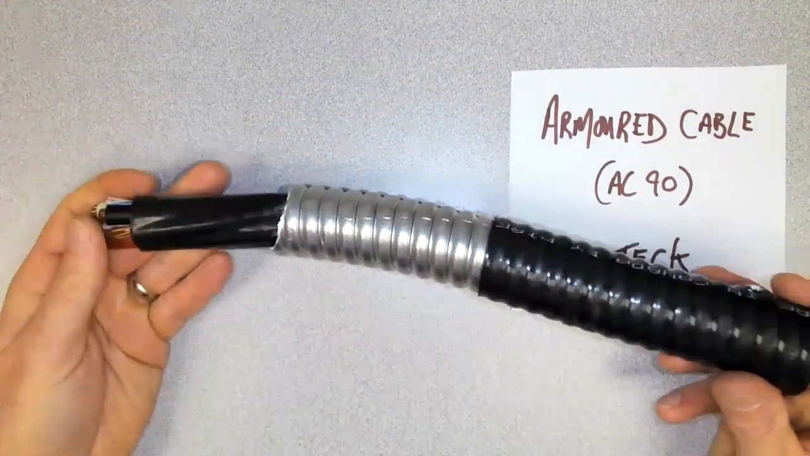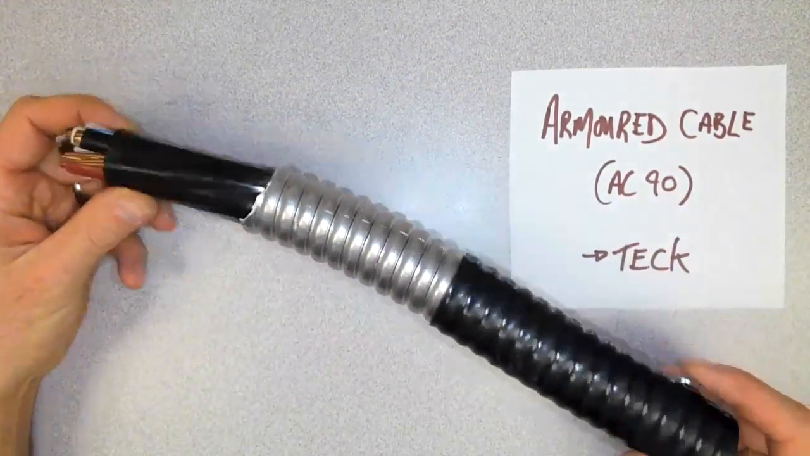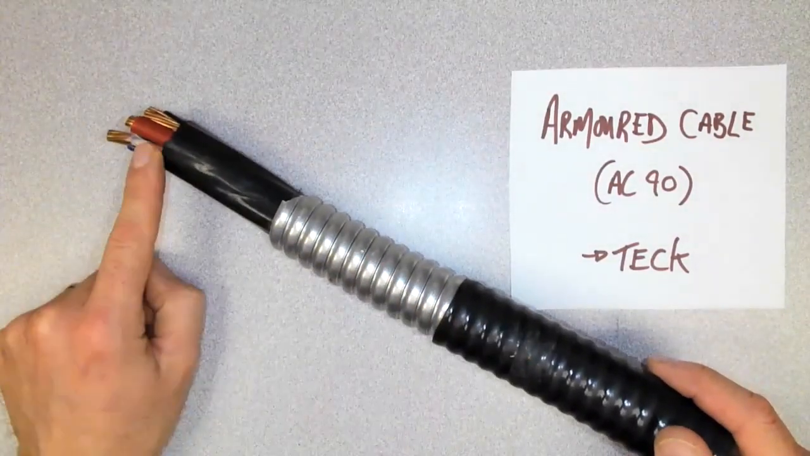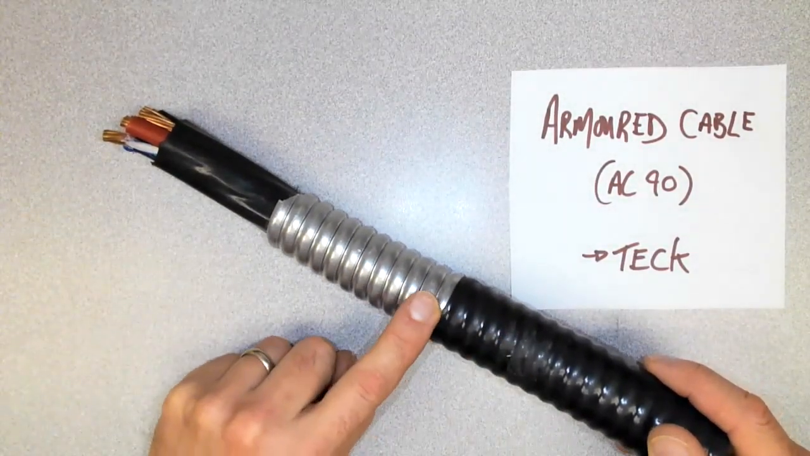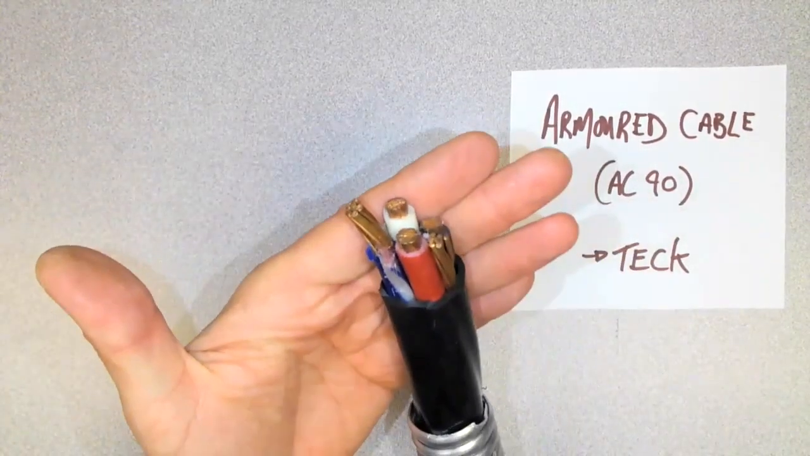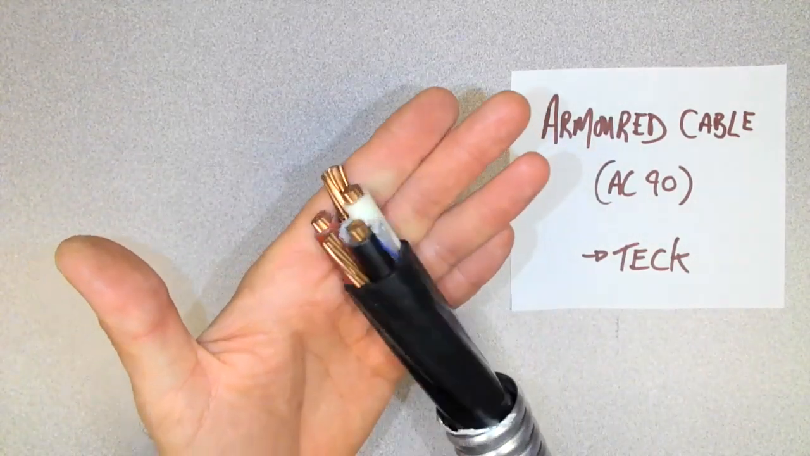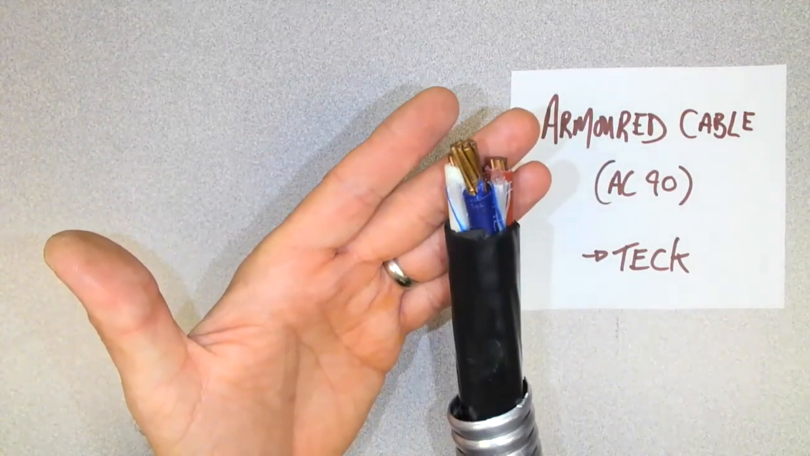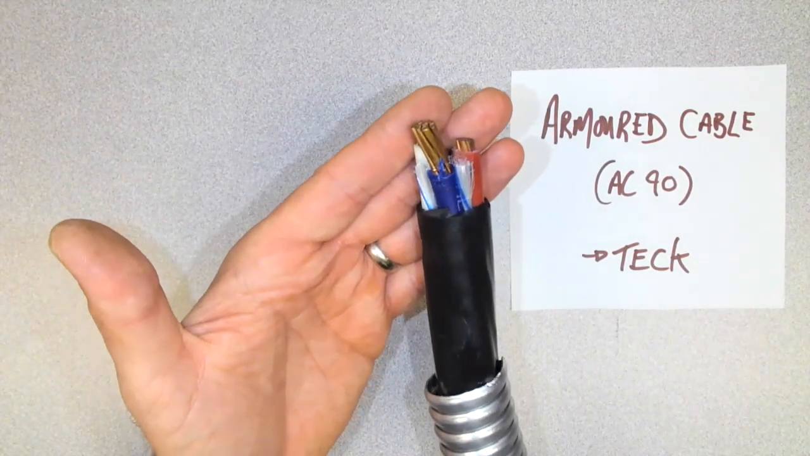So let's take a look at another type of armored cable that would fall under the category of AC90. The one that we're going to look at is something called TEC. So, AC90 TEC. Now, what distinguishes TEC from other types of armored cable is that there are actually two rubber jackets. Rubber jacket on the outside, a metal armor that's the same as BX, and then an inner rubber jacket, and then inside is only copper conductors. TEC is only manufactured with copper conductors, not aluminum.